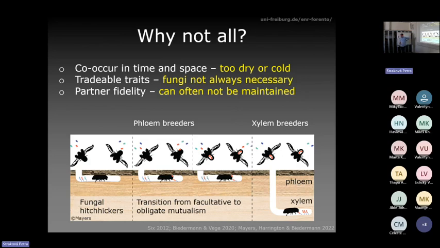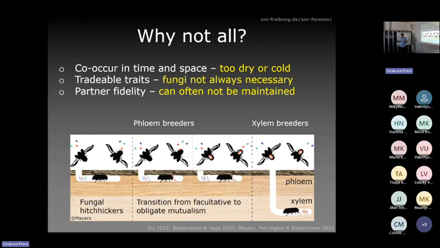Yeah, and then you wonder, okay, why are there still so many beetles that didn't evolve obligate mutualism, if it's so profitable for them to have fungi? And if you look at the occurrence, for example, of bark beetles that are obligately associated with fungi, you find them mostly in the tropics, and the further you go north, the less you find them. And so I think it could have something to do with it being too cold for the fungi.